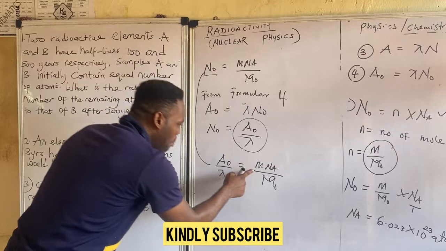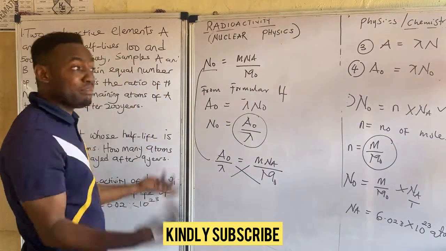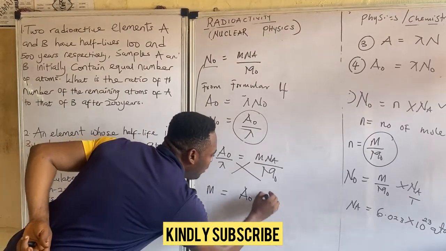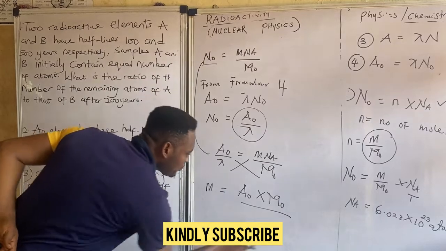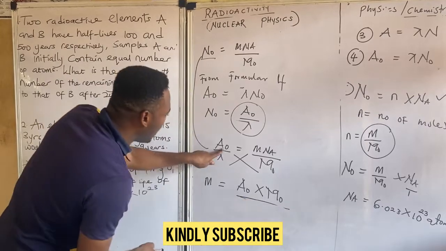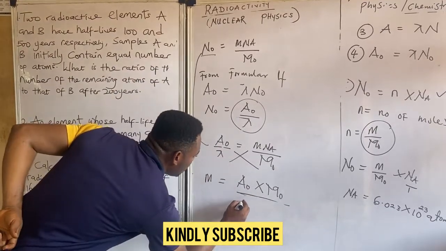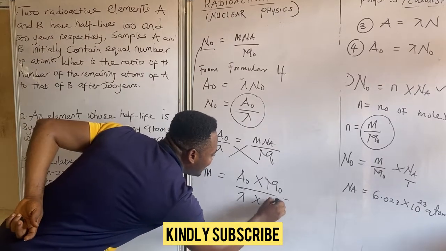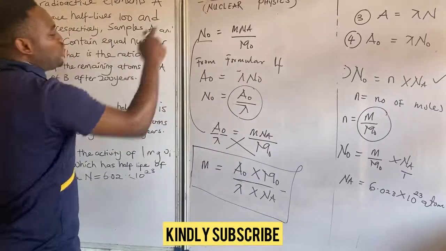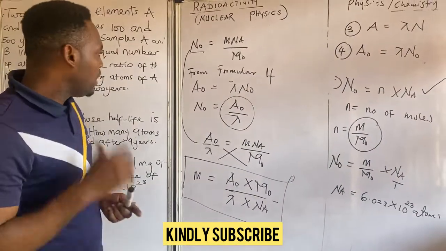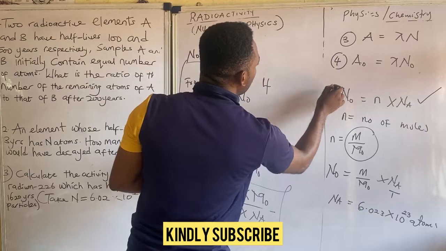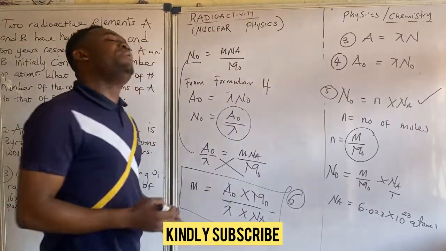Finally, what am I looking for? Mass. Cross multiply to get mass. If you solve the mathematics, you will get M equals A naught multiplied by what? M naught, divided by what? Look at that. A naught times M naught, divided by lambda times Na. Take note that this formula is one of the most important formulas for part 2 when we are solving for activity. So I will number this formula as formula what now? This is 5, meaning that will be 6. Please take note of this formula.